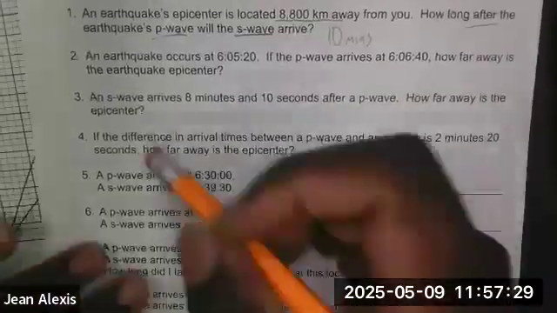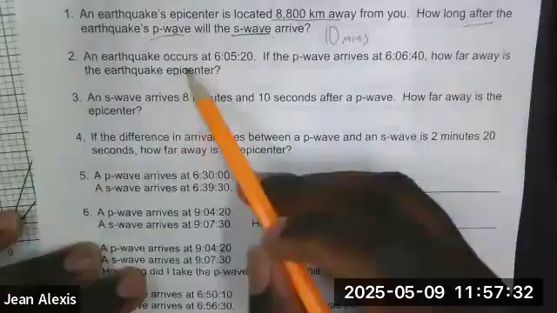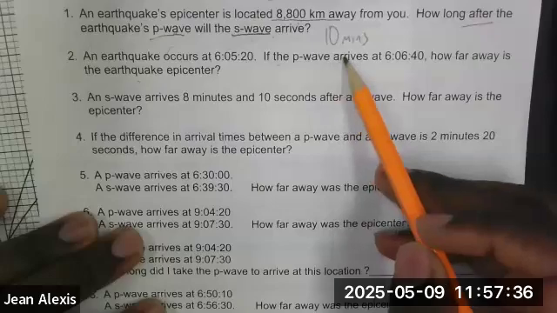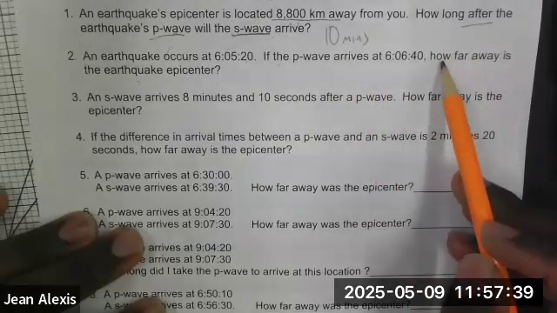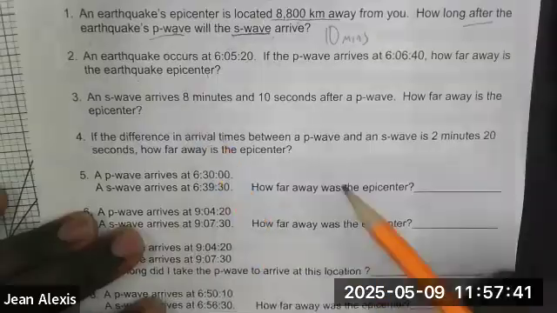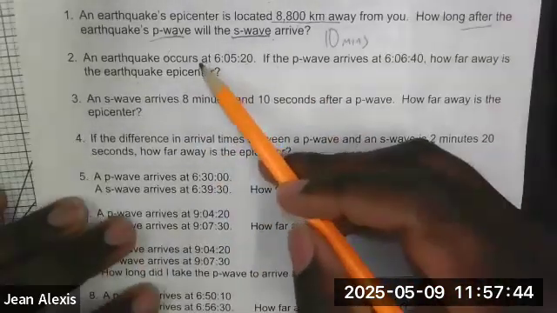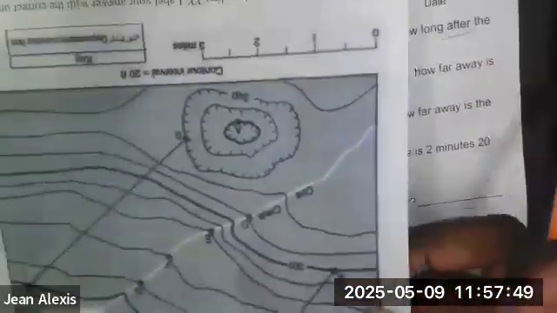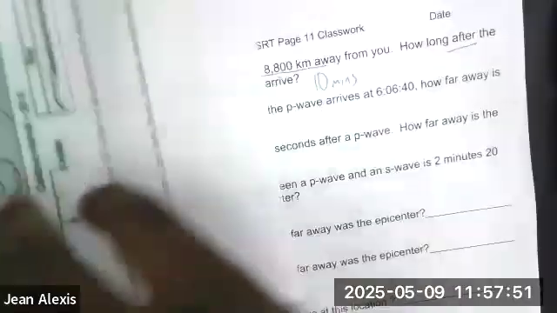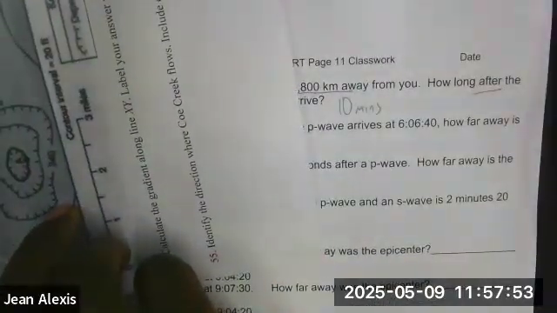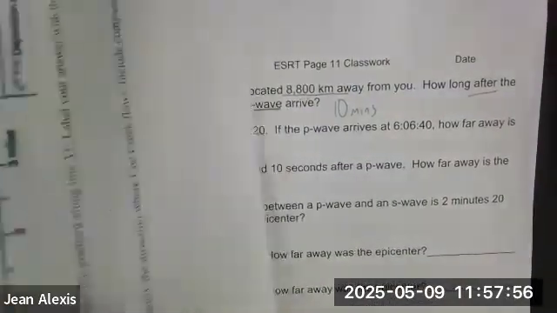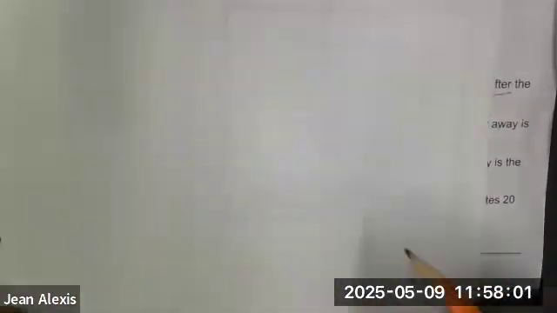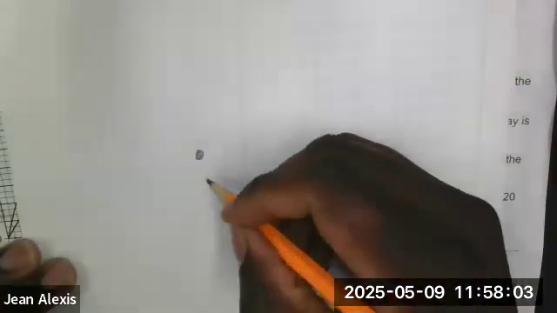All right, number 2. It says the earthquake occurs at 6:05 and 20, and if the P wave arrives at 6:06 and 40, how far away is the earthquake's epicenter? We learned in class when an earthquake occurs, and I'll just use scrap paper. So if my earthquake occurs here, this is the epicenter.